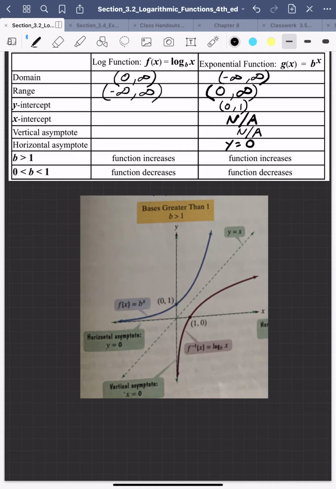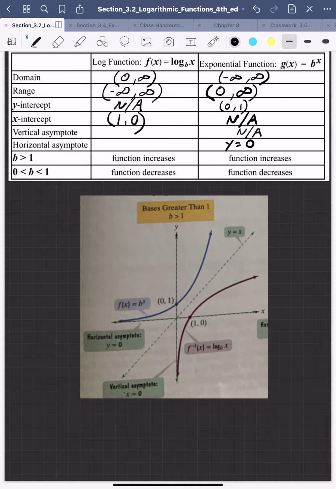Well, if they're inverse operations, x and y swap places. So that's why the x-intercept for your log functions is always going to be at (1, 0). So instead of (0, 1), it'll be at (1, 0). Y-intercepts, well, just like this never crosses the x-axis, this is never going to cross the y-axis. It gets as close as you want, but it's never going to cross it. So there's no y-intercept.